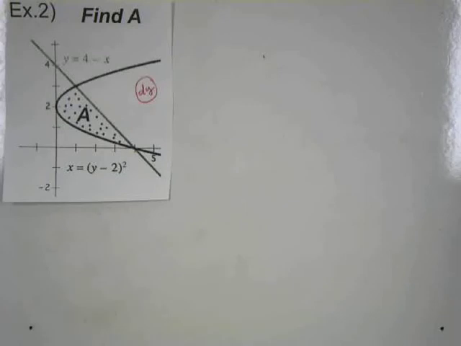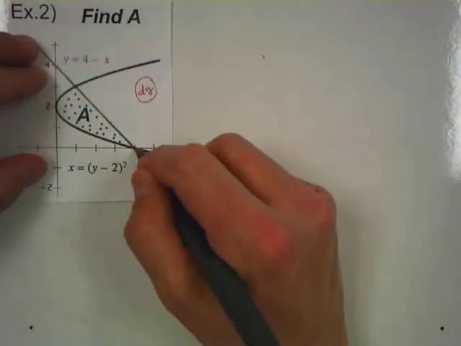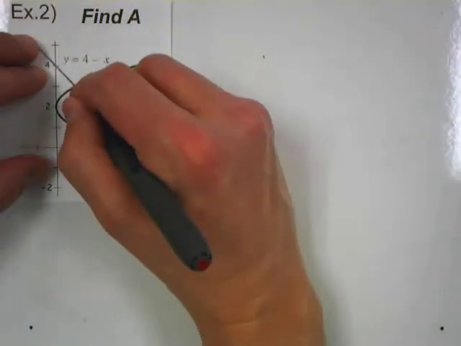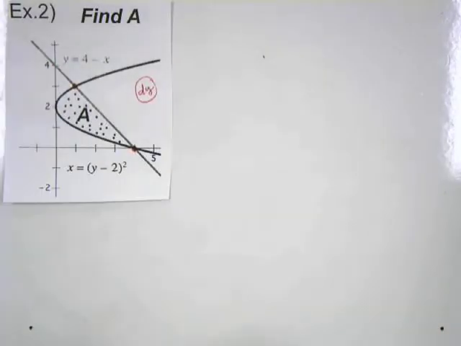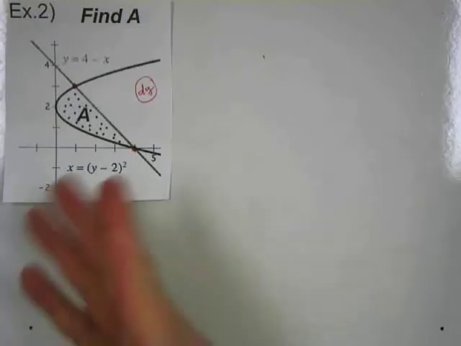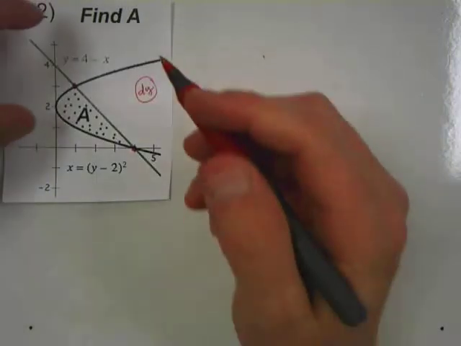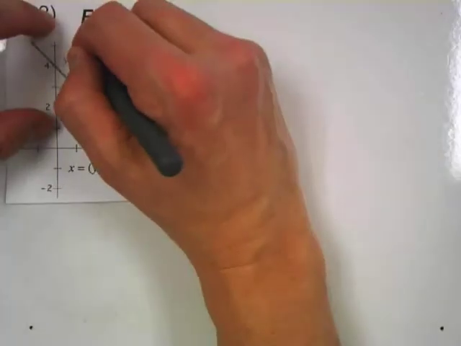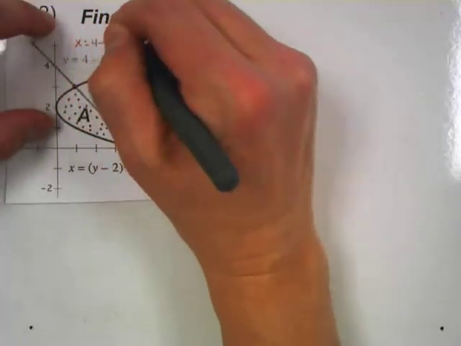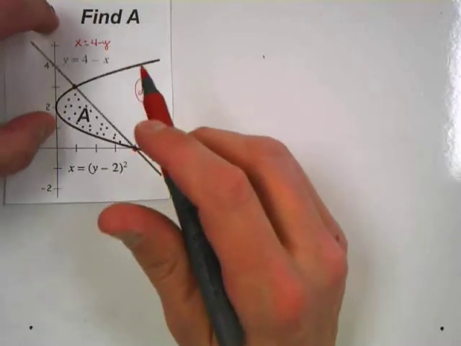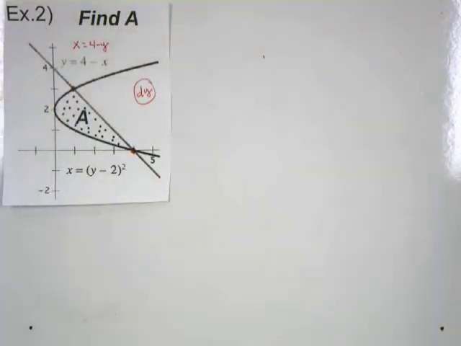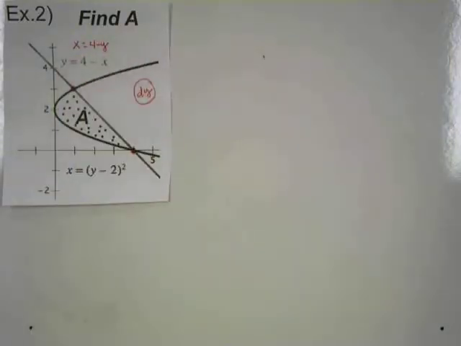All right, let's cut to the chase. First things first, we have to find the points of intersection. So let's do that quick. Let's not trust the grid. Right now this is in the form of y equals 4 minus x, which is equivalent to x equals 4 minus y. So to get this point of intersection, I'm going to set these two expressions equal.